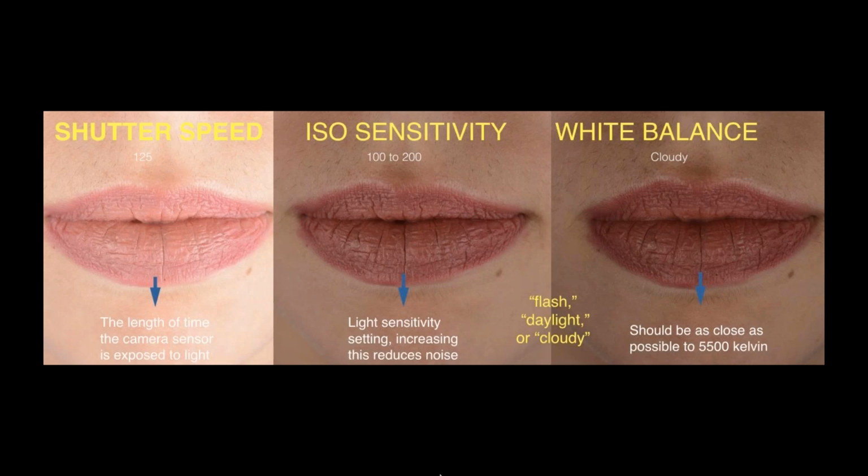And very similar with your white balance, whether you're using Nikon or Canon, I like to set my white balance to the cloudy mode, which means it sets the camera up to be set in a darker environment, which is what I'm going to be using.